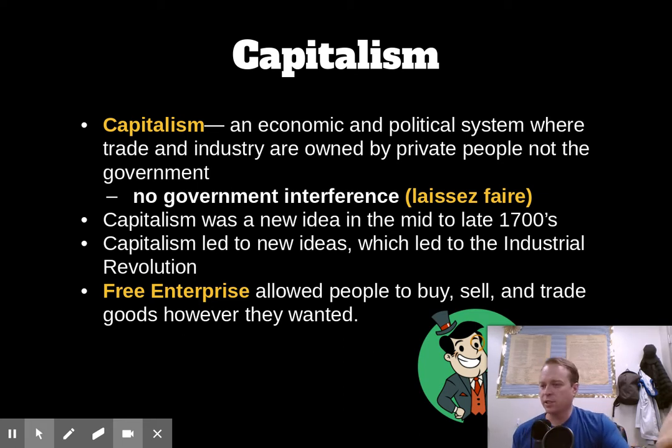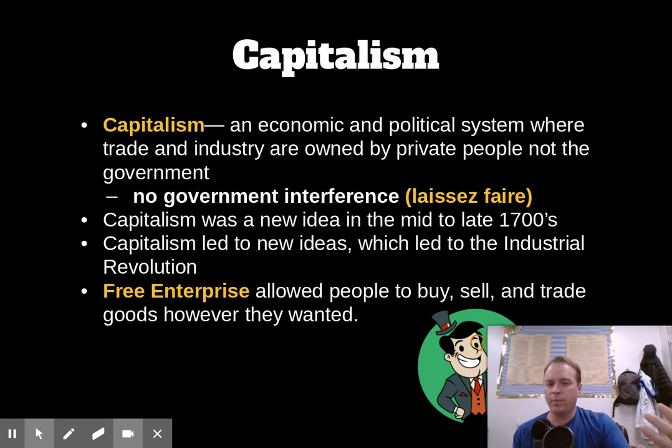So capitalism is what we have today for most of the world. There are a couple exceptions where we have communism or socialism, which are different forms of government you guys learned about in sixth grade. But capitalism is the predominant type of government and economy that we have in the world today. And capitalism basically means that private industry, private individuals are in charge of making money and products.